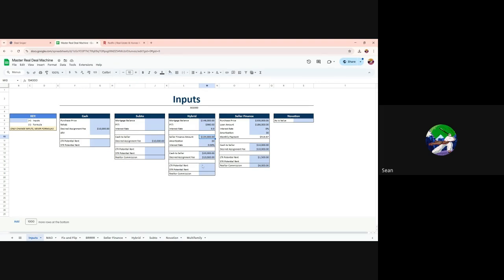What will this property rent for? 2,200. Before I move on, does anyone not understand or need me to go over again what I just went over on the seller financing and equity? Okay. Are we paying realtor commissions on this one? No. Okay. So now I'm going to go to hybrid.